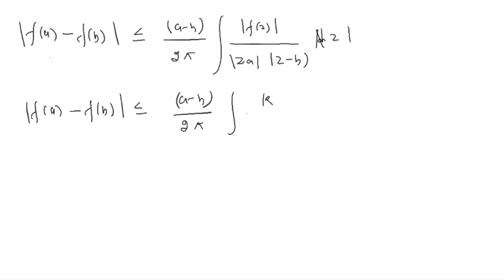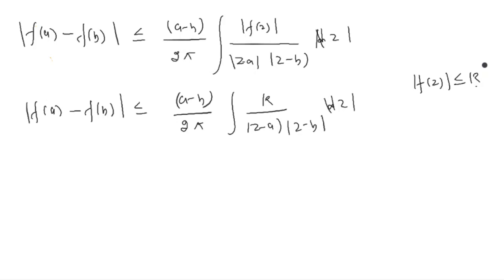k upon mod of (z minus a)(z minus b), dz modulus of dz, since mod of f of z is less than or equal to k, as the given function is bounded. So we can write in the place of mod of f of z equal to k.